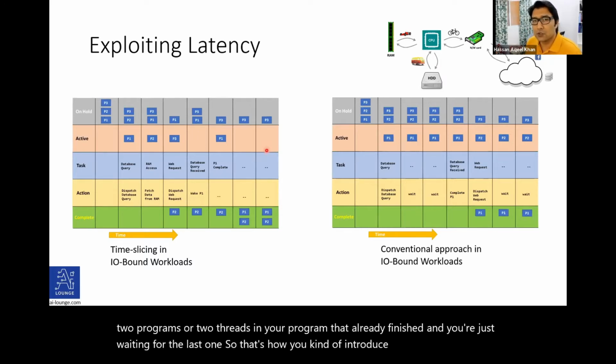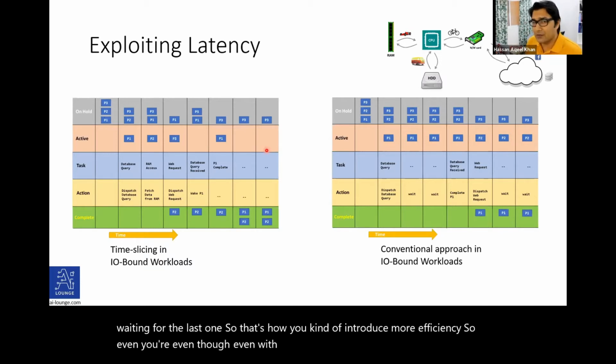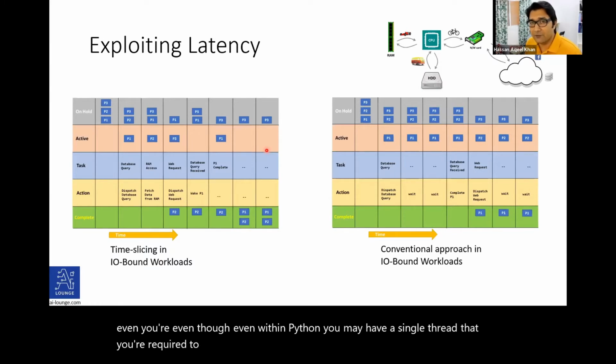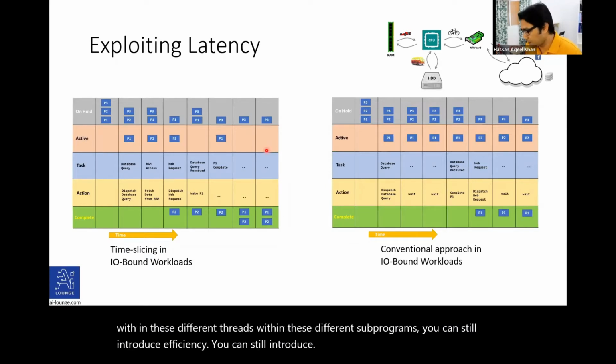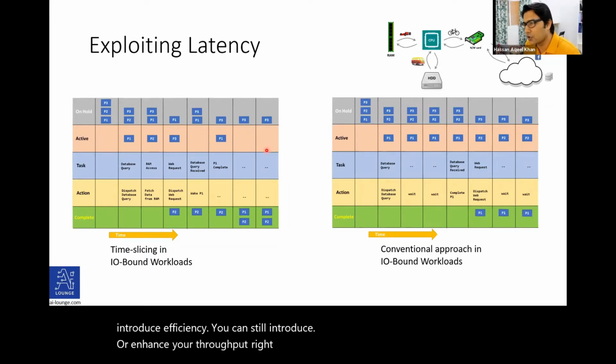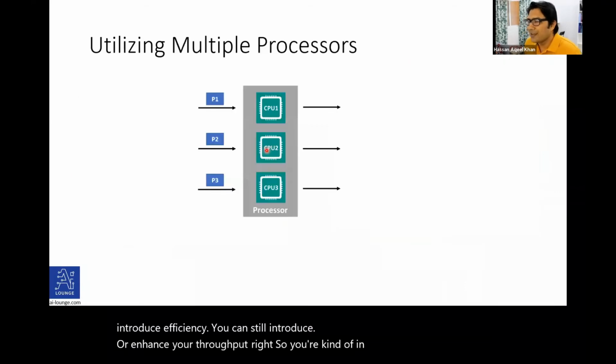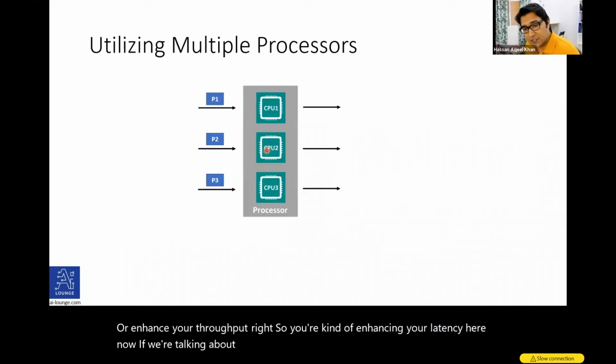So even within Python, you may have a single thread that you're required to access, or you may have the GIL, but if you share it within these different threads or within these different sub programs, you can still introduce efficiency. You can still enhance your throughput, right? So you're enhancing your latency here. Now, if we're talking about improving efficiency or improving throughput, there are other ways of doing it too, right?